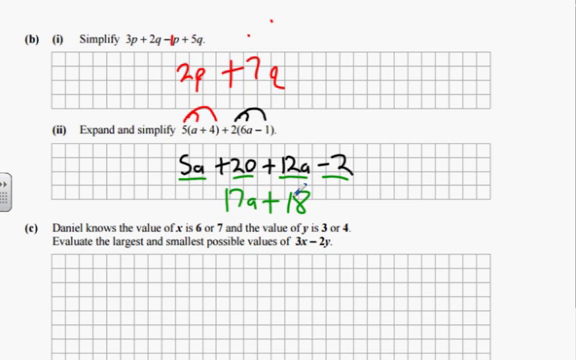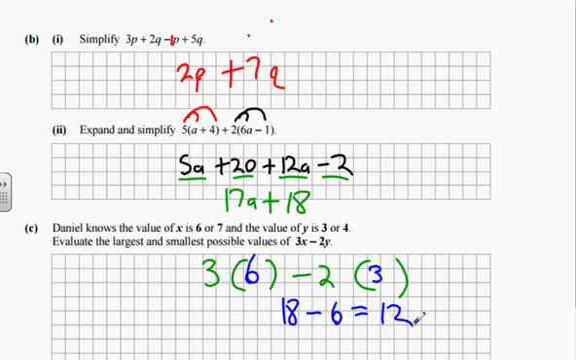Daniel knows the value of x is 6 or 7, and the value of y is 3 or 4. Evaluate the largest and smallest possible values of 3x minus 2y. What that means is we have to choose a value for x, and then we have to choose a value for y. Would you agree with that? Now, how do we make it as small as possible? Put 6 and 3 in. 6 for x and 3 for y. Okay, let's investigate that. That will get me 18 minus 6, which is 12.